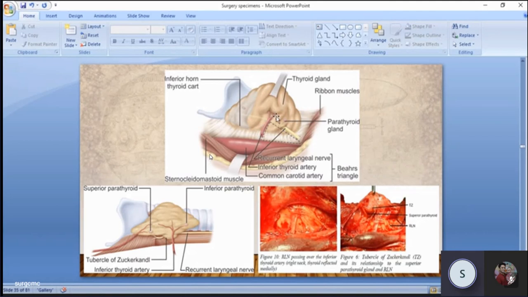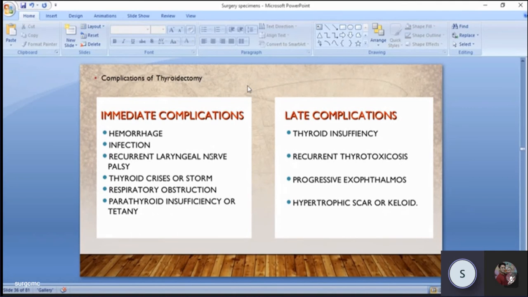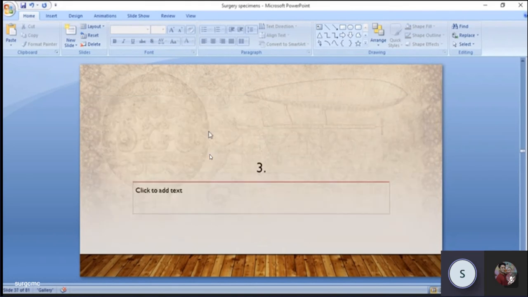That means towards the thyroid gland. Earlier we said away from the thyroid, this is towards the thyroid gland. Both are towards the thyroid gland. Okay, sir. So what are the complications? Immediate complications are considered post-op issues. You should be thorough with it.